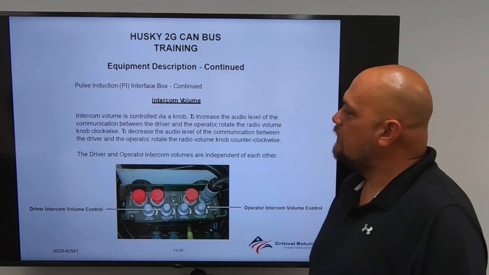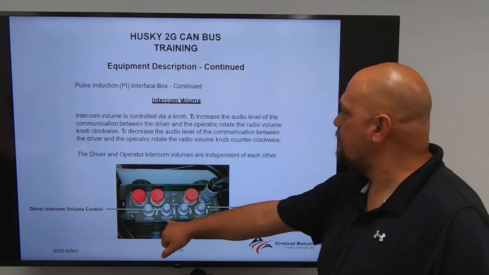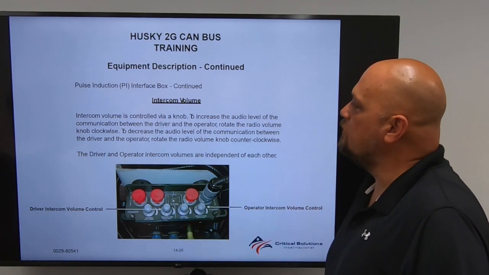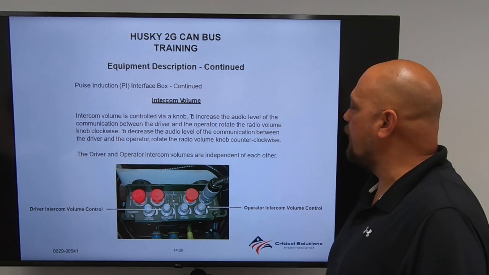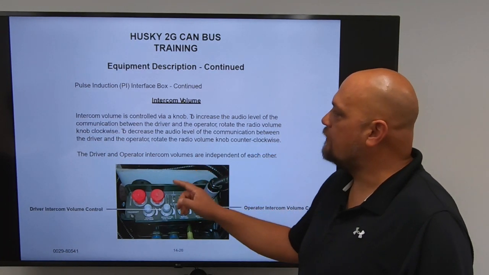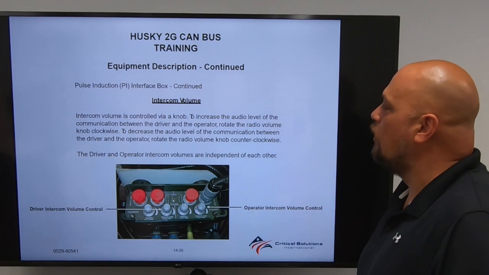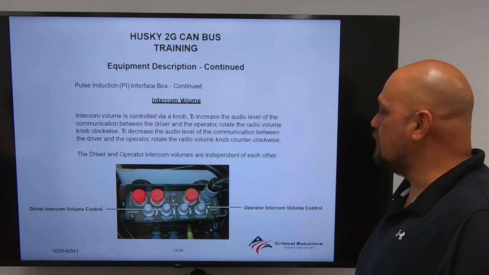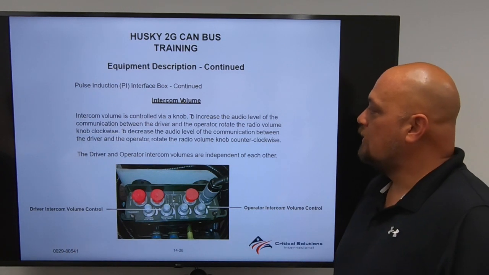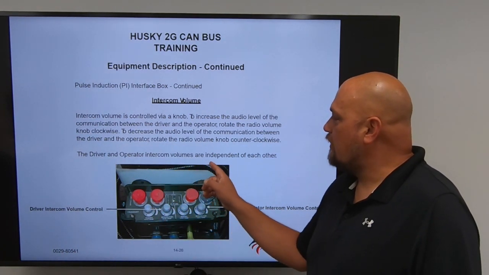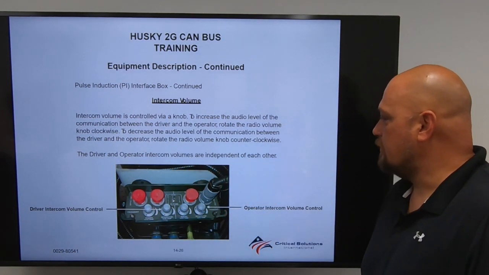Intercom volume. Intercom volume is controlled via a knob. To increase the audio volume of the communication between the driver and the operator, rotate the radio volume knob clockwise. To decrease the audio level of the communication between the driver and the operator, rotate the radio volume knob counterclockwise. The driver and operator intercom volumes are independent of each other.